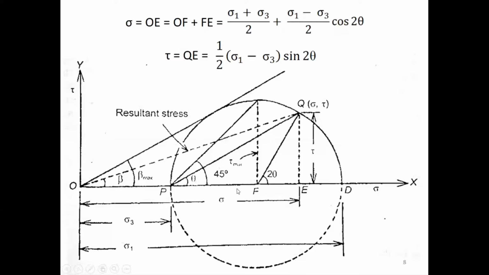So OF is nothing but (sigma 1 plus sigma 3) by 2, right? Suppose sigma 1 is 100 and sigma 3 is 50, then (100 plus 50) by 2 is 75, correct? OF is 75, isn't it? Now I have to find out FE, right?